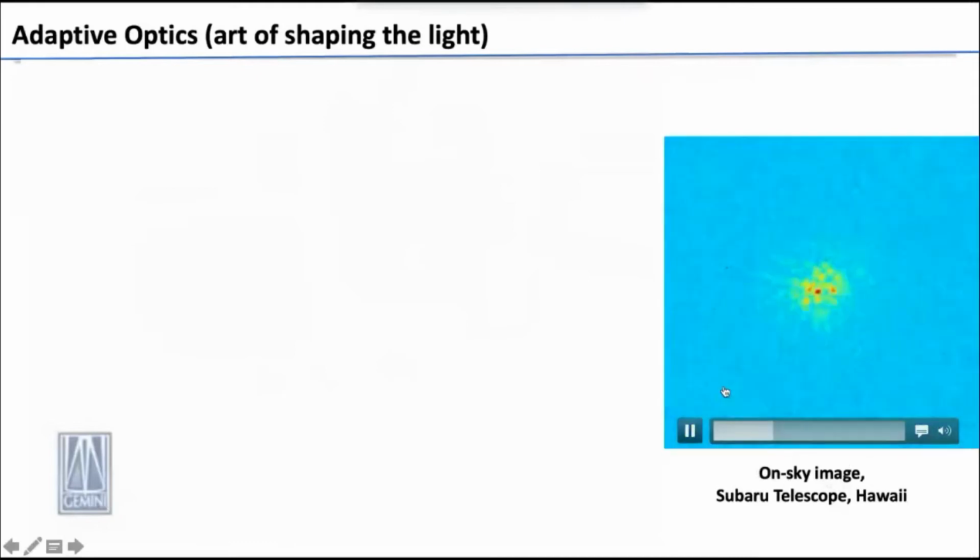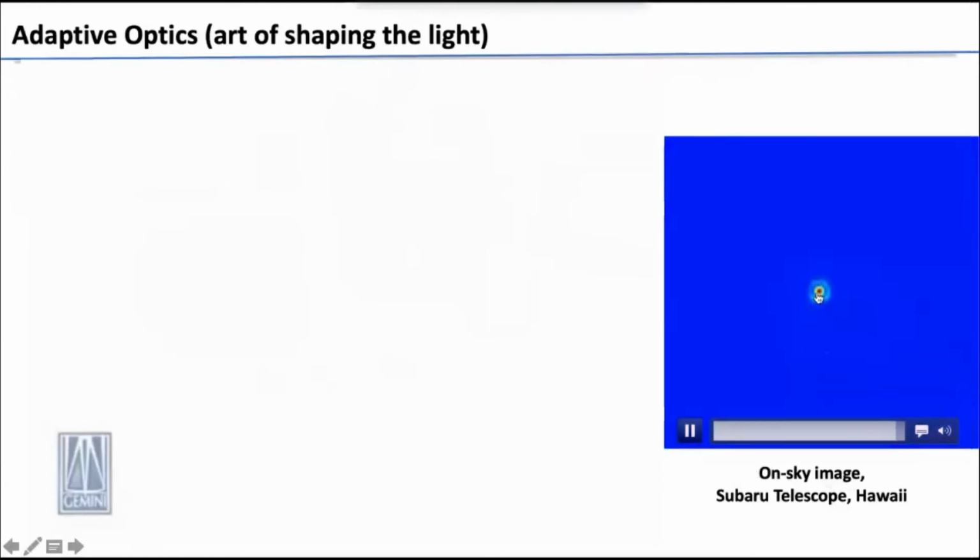This is a real video when there's no AO, and you see how distorted the image of the star is. And now, did you see the magic, by the way? I hope you didn't miss it. This is when we turn on the AO loop. When we turn on the AO system, boom, we immediately get the diffraction limited image.